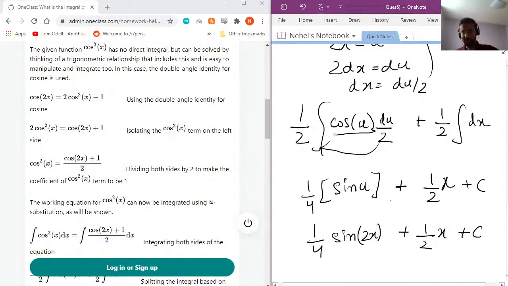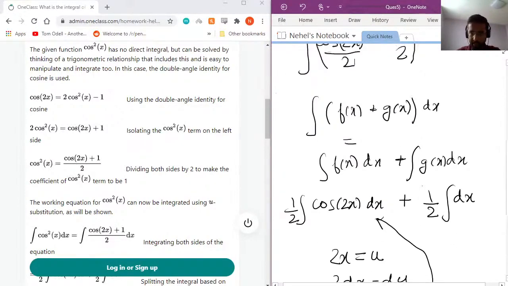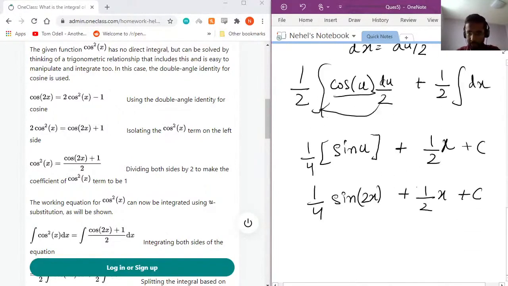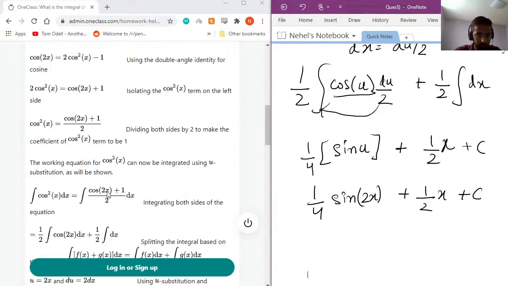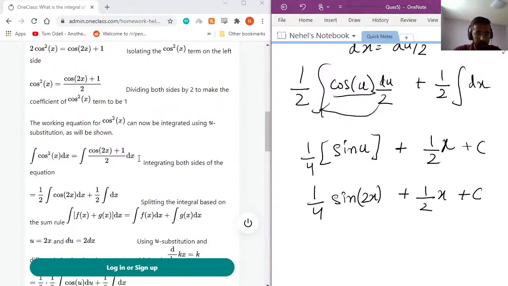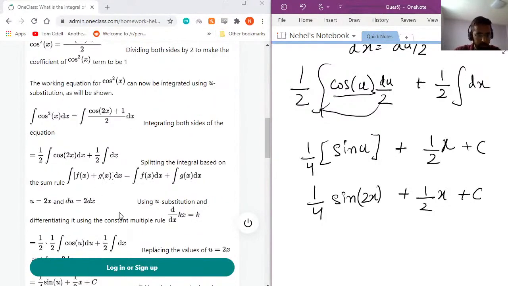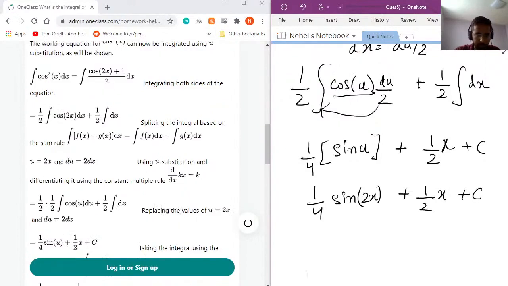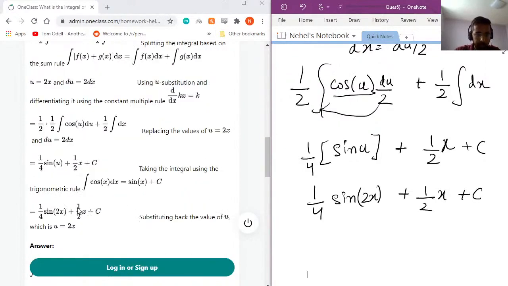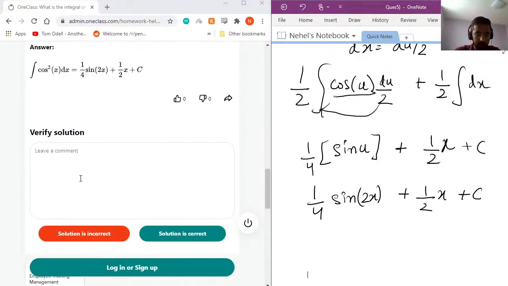Okay, I hope the solution was clear. I did make a few errors here with the identity, but other than that, I hope everything made sense. Let's see what the solution is described. So 2 cos squared x, perfect. So these are the identities we used. And we integrate both sides. This is the rule, perfect. And then we do the substitution, that's also correct. So our final answer is the exact same. So the solution is correct.